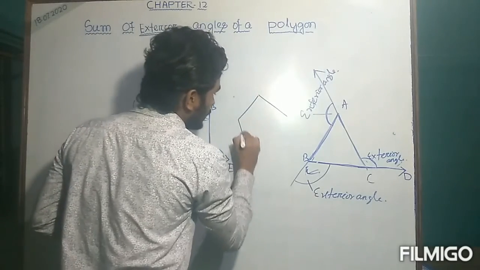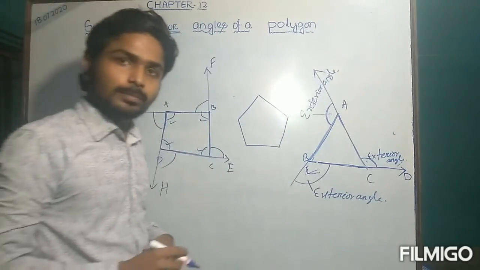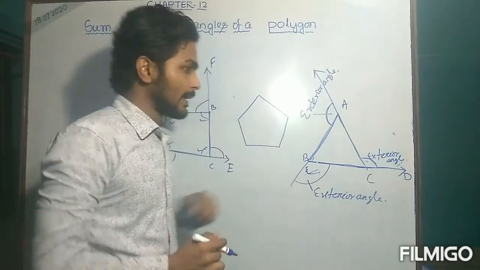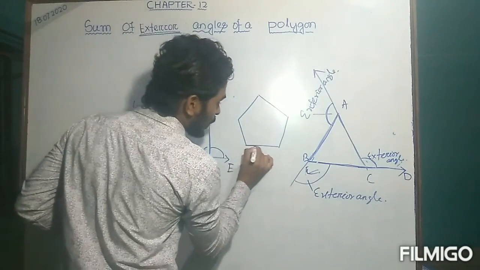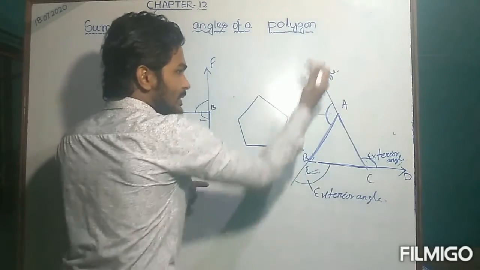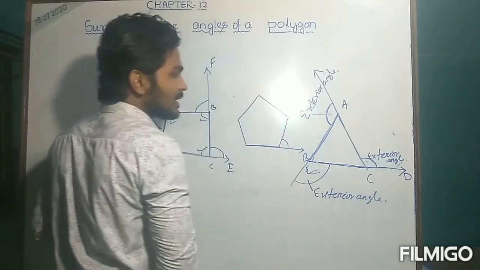1, 2, 3, 4, 5. This is a pentagon. Now we need to find its exterior angle. So how? First, produce this side towards the right. See, always in one direction. This and this. Okay, so this is the first exterior angle.